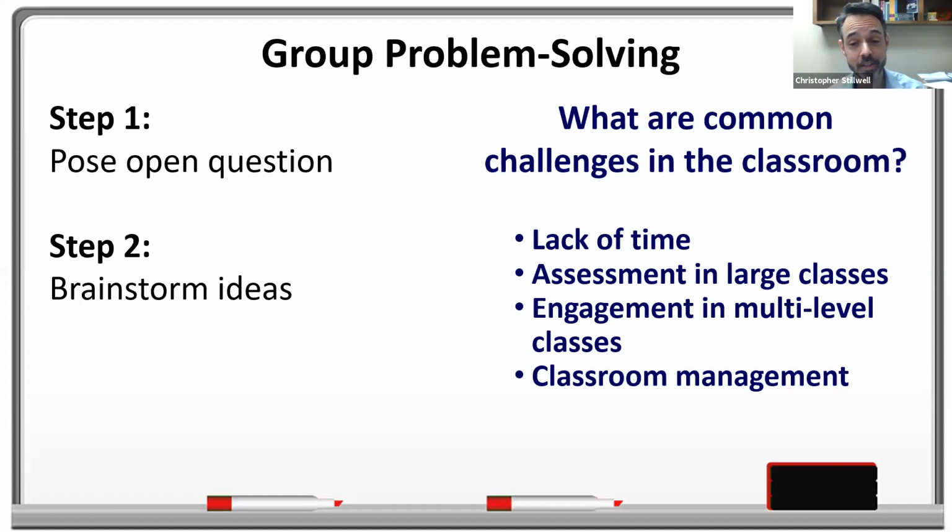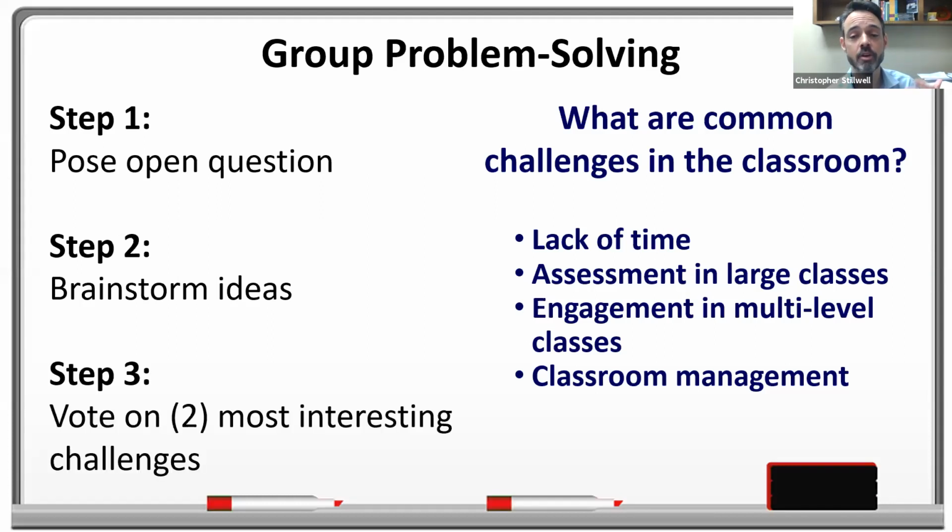Once we have a long list of these challenges, we need to narrow it down because we're not going to fix all the problems in the world in one session. So the next thing to do is to have a vote on the most interesting ones. We can maybe ask everybody to talk to their neighbors, and perhaps with their neighbors, try to agree on the 2 most important ones for us to talk about today.